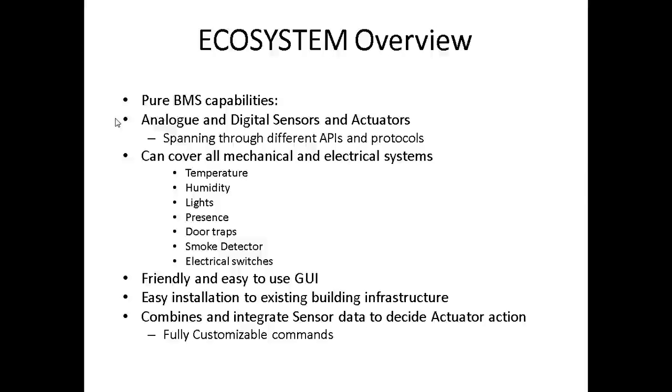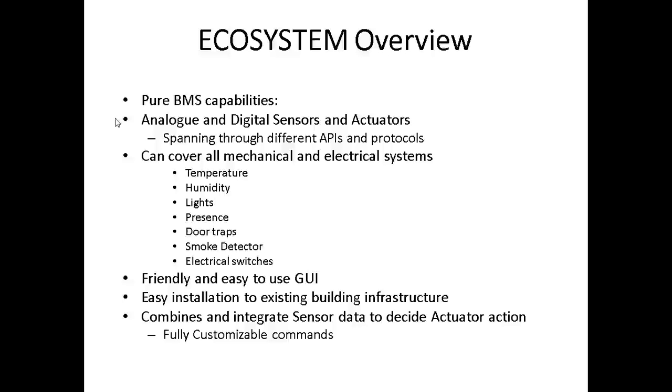Now, the ecosystem is a proprietary Java-based system that provides building management service capabilities to the user. It orchestrates analog and digital sensors and actuators from various APIs and protocols. It covers all mechanical and electrical requirements of a building, such as temperature, lights, presence, door traps, etc. It is very friendly to use and has a simple graphic user interface. The installation is easy for both existing and, of course, new building infrastructures.